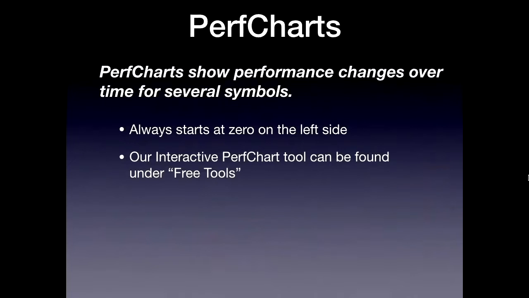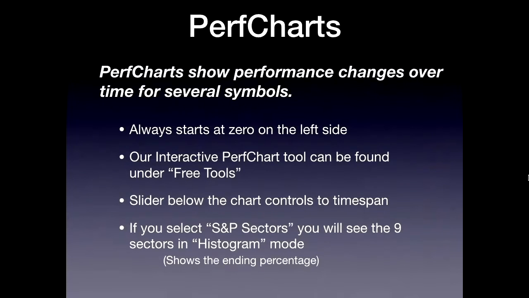We have an interactive PerfChart tool, which I'll demo in just a second. It can be found under the free tools area. It can also be found in the members workbench. We have links to it in several different places. When you pull up the tool, you want to select the S&P sector PerfChart, and then you'll get the full display that I'm about to give you. There is a slider below the chart that controls the time span and makes it interactive. If you choose the S&P sector option from the predefined PerfCharts, you'll see all these sectors. And not only that, but we will switch over to histogram mode, which shows you the ending percentages, which is the most important thing for sector rotation.